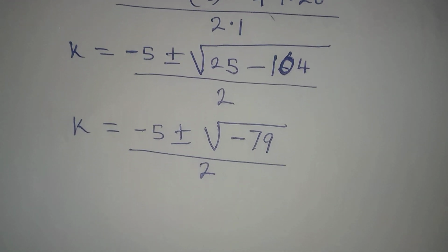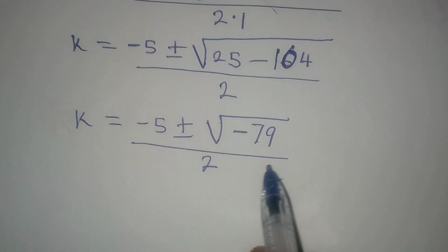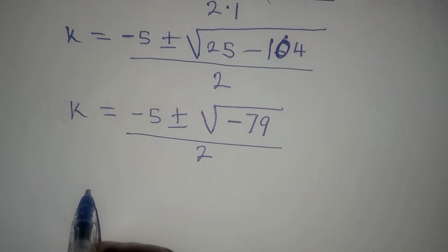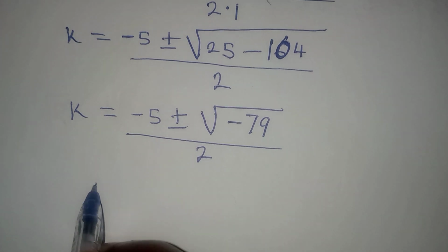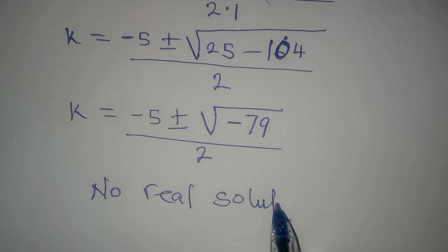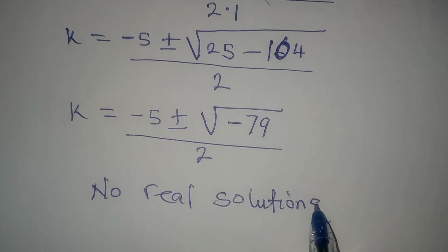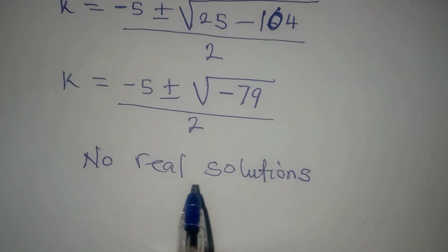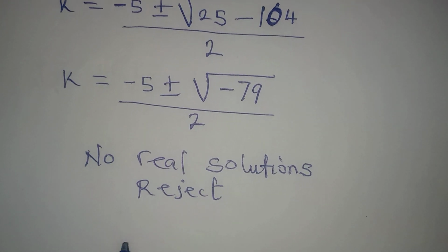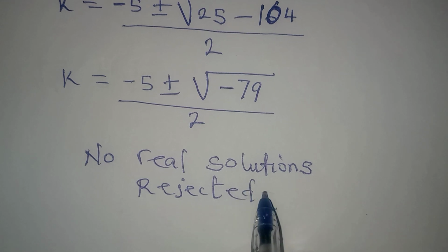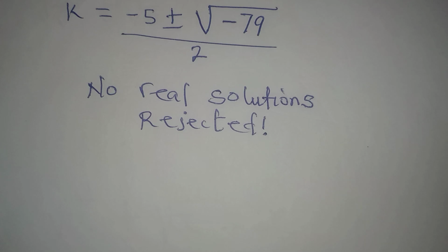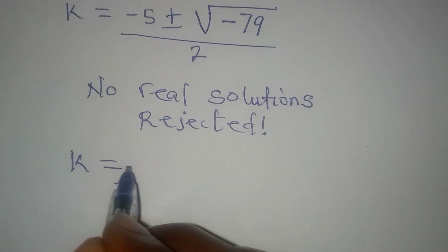But then what do you observe? Since we are having negative square root, it means that we are not having any real root. Okay, so we say no real solutions from this quadratic equation. No real solutions, and therefore we reject the solution. Okay, we reject the solution, rejected, right? But then let's go back to the real solution that we got, which is k equal to 5.